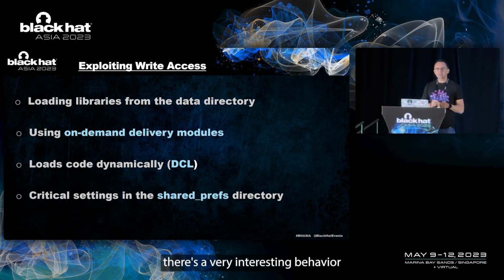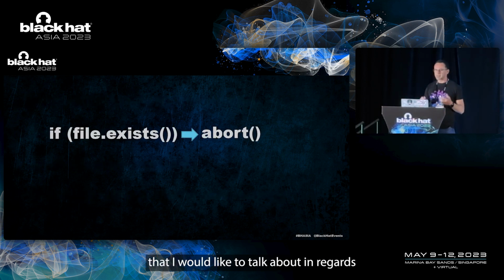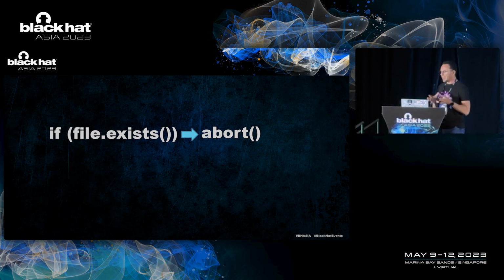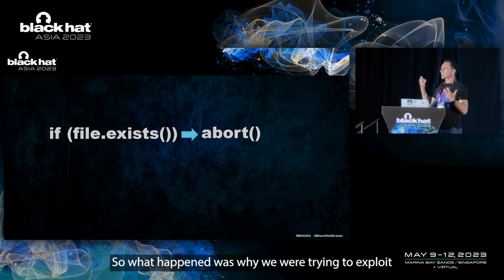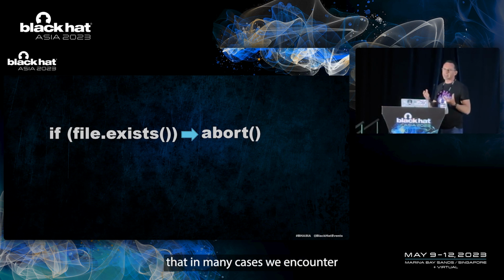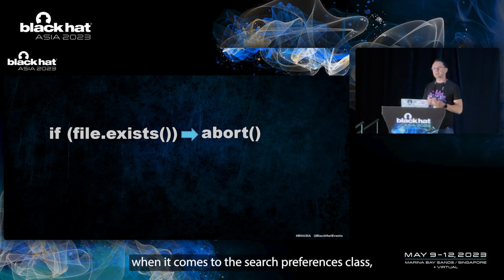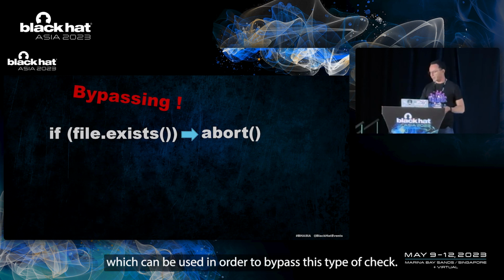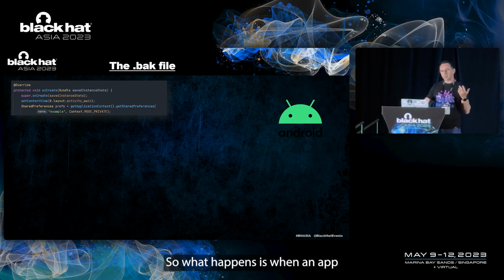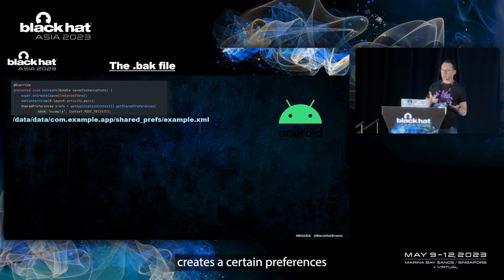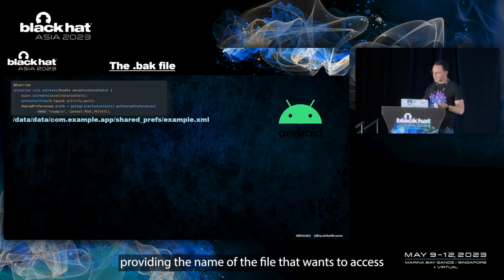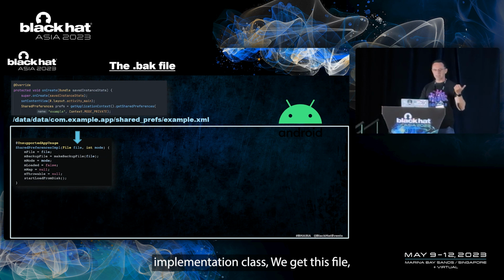When it comes to the last one, there's a very interesting behavior that I would like to talk about with regard to the shared preference implementation class. While we were trying to exploit this specific vulnerability type, in many cases we encountered the following issue. The app was checking if a file exists, and in that case it would abort the operation and wouldn't overwrite the file. So there is a very interesting fallback mechanism in the shared preferences class, which can be used in order to bypass this type of check. What happens is, when an app creates a shared preferences class instance, providing the name of the file that it wants to access, the constructor of the shared preference implementation class will get this file and will call the make backup file.